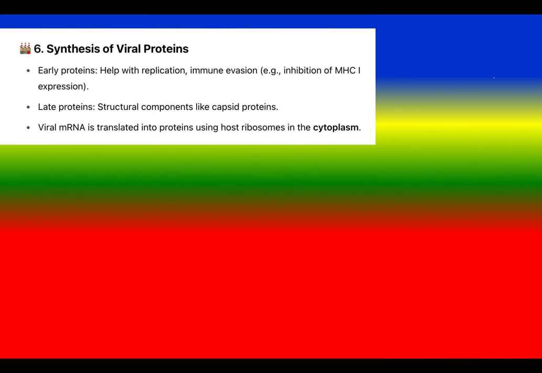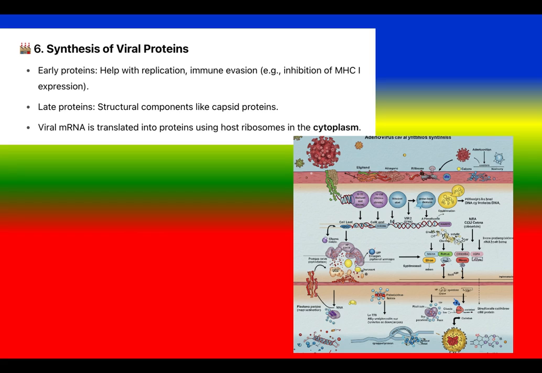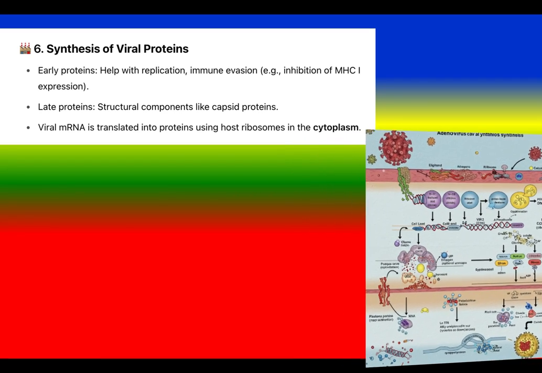6. Synthesis of viral proteins. Early proteins help with replication and immune evasion, e.g., inhibition of MHC I expression. Late proteins are structural components like capsid proteins. Viral mRNA is translated into proteins using host ribosomes in the cytoplasm.